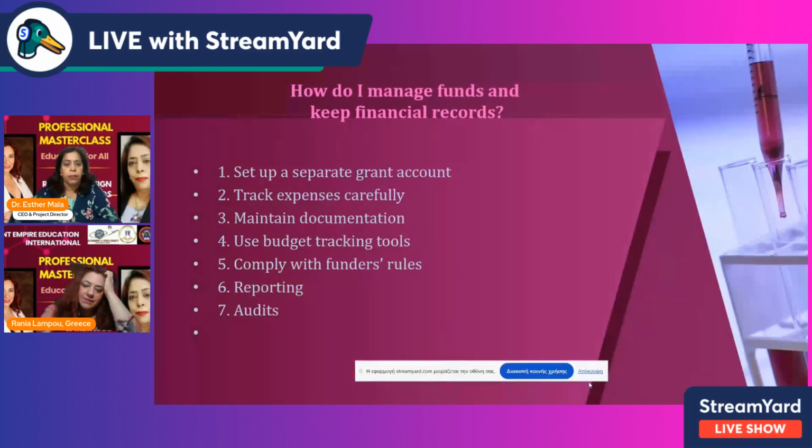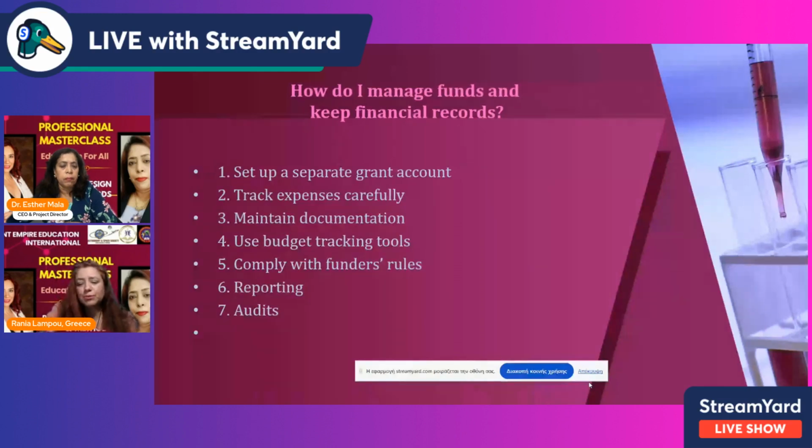You set up a separate grant account. Most institutions maintain a dedicated account for each grant. Keep grant funds separate from other departmental or personal finance, and track expenses carefully, of course, for travel, for direct costs. Try to maintain documentation, save all receipts, invoices, keep digital and paper copies securely, note dates, purpose, and category of each expense.